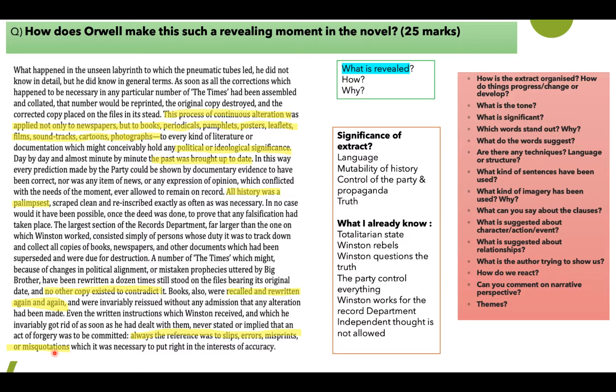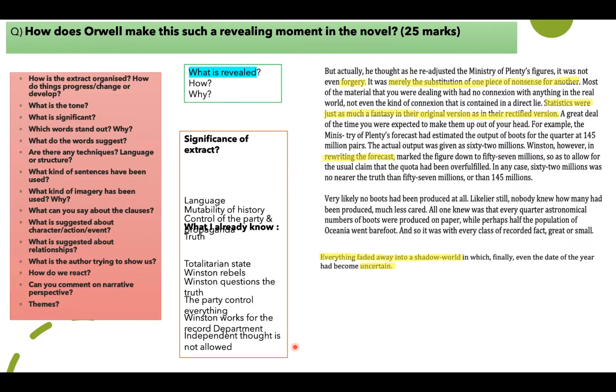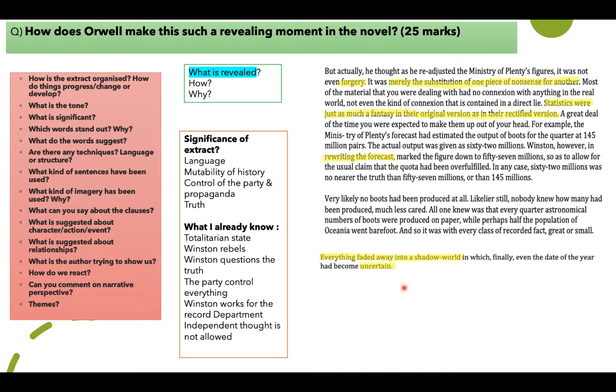If you notice, a lot of the examples that I'm picking are all here somewhere. So in terms of imagery, or in terms of which words are standing out here, definitely slips, errors, misprints. It's a list, but it's also the language that is used to refer to what they're doing here. The language that they're using to refer to something that they must change. It's a slip, it's an error, it's a misquotation. These are the excuses that are given for why they are changing history, why they're rewriting history. And this is just the end of the extract. I have this idea of the word forgery again.